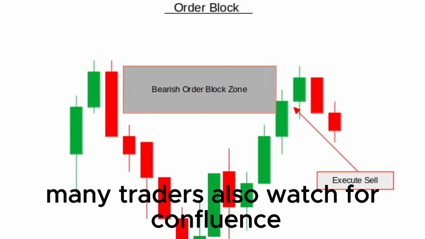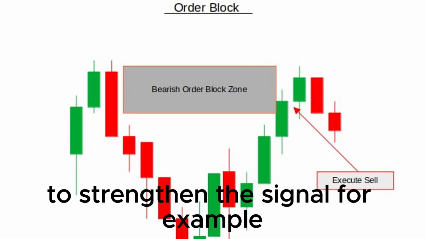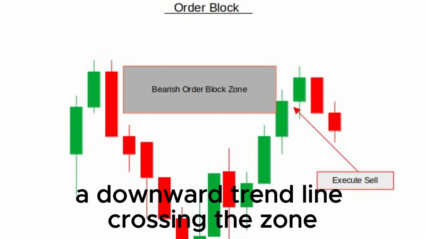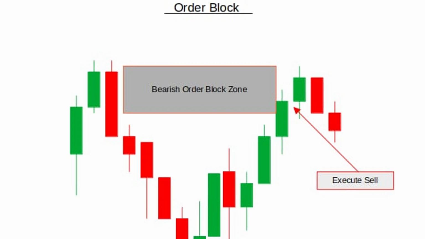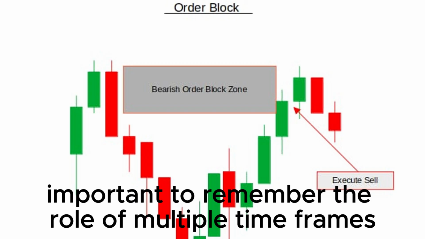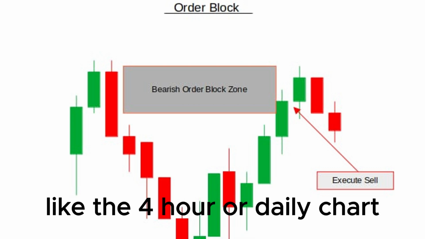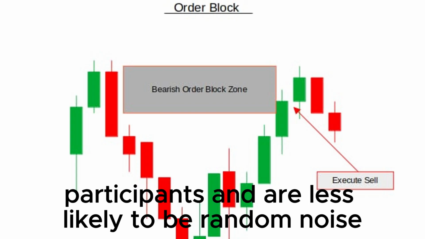Many traders also watch for confluence from other technical tools to strengthen the signal. For example, a Fibonacci retracement level lining up with the order block, a downward trend line crossing the zone, or momentum indicators like RSI or MACD showing bearish divergence. It is also important to remember the role of multiple time frames. Bearish order blocks identified on higher time frames, like the 4-hour or daily chart, carry more weight because they reflect the actions of large market participants and are less likely to be random noise.